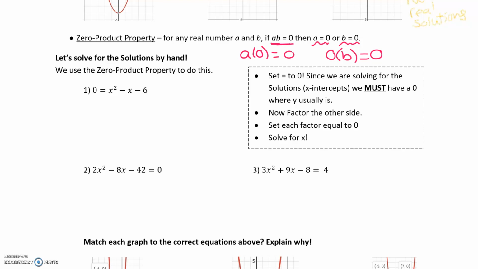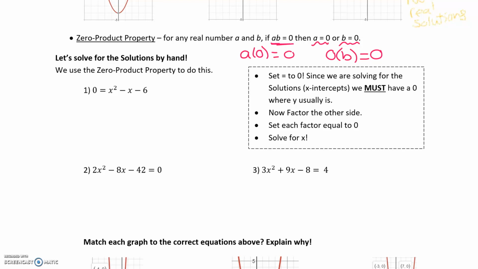So it says let's solve for the solutions by hand. We're going to use the zero product property to do this. So over here in the little box on the right, you're going to see some steps. So first it says set it equal to 0. So it must be set equal to 0. If it's not equal to 0, then we can't solve. Okay? Then after that, we're going to factor the other side. And then we can set each one of those factors equal to 0, kind of like we just showed with the a and the b.